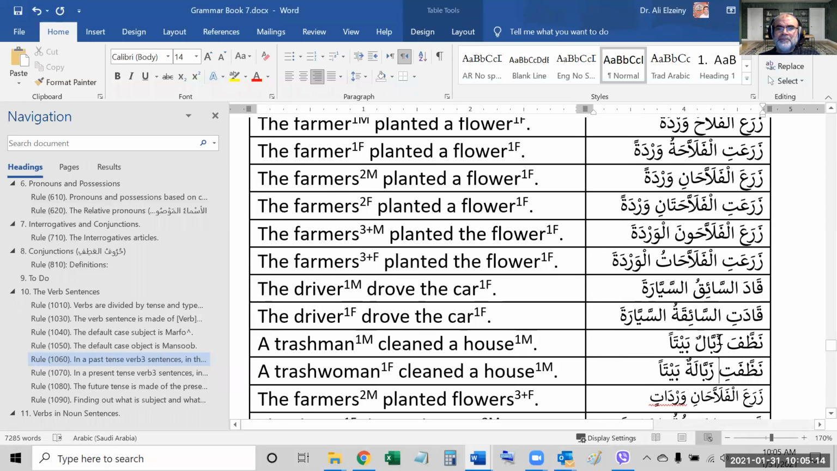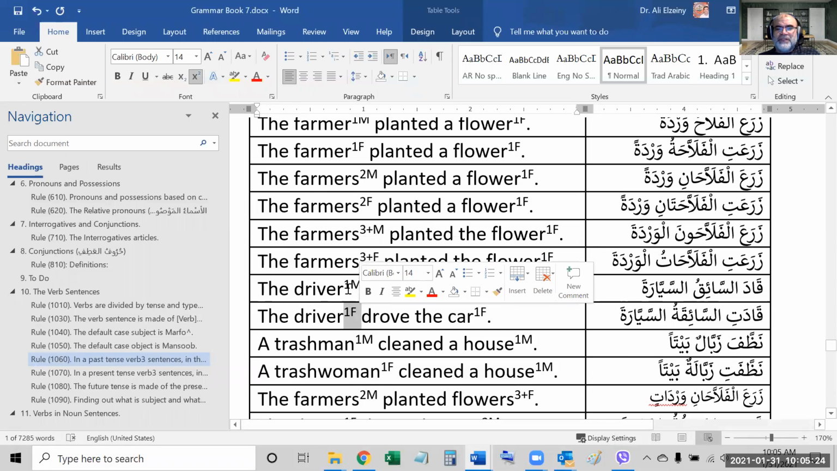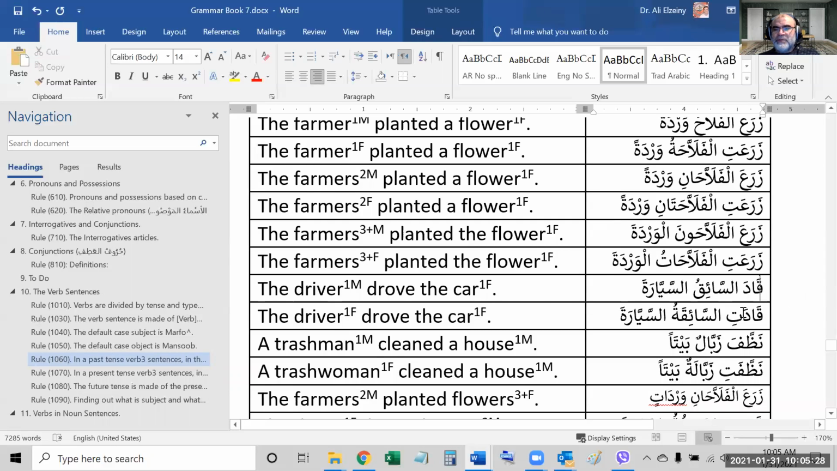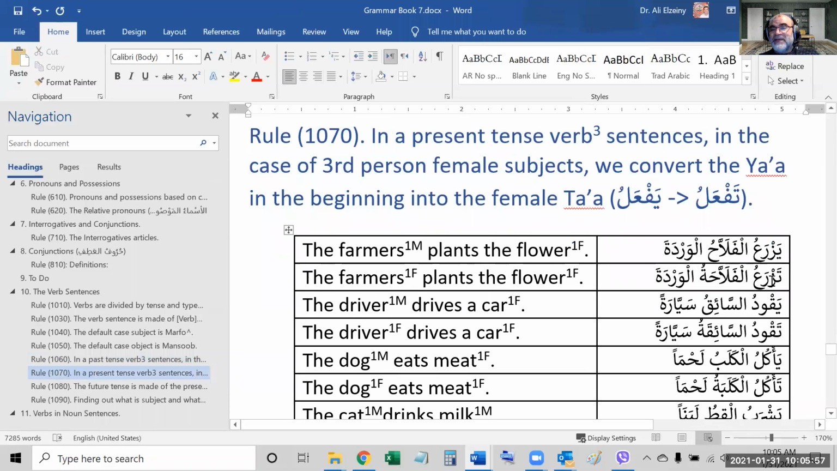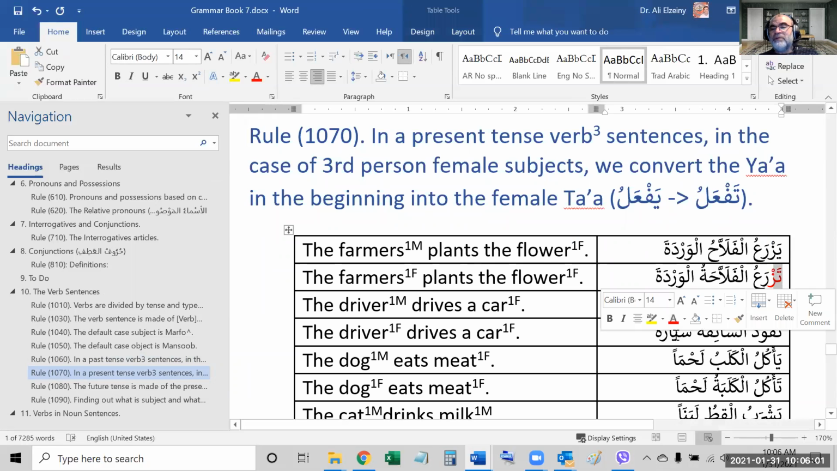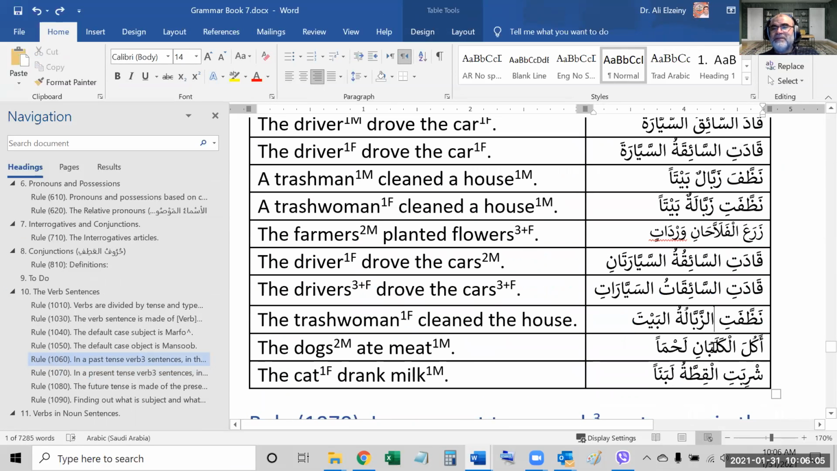Okay, now let's look at this example here. A driver drove a car, 1M. The driver drove a car, 1F. So the difference between these two is the female ta added to the verb in the past tense. Keep an eye on that because in the present tense, the ta is going to be before the verb. So here, in the past tense, the ta is after the verb. When we move forward to the present tense, you will see that the female ta comes before the verb. Okay?